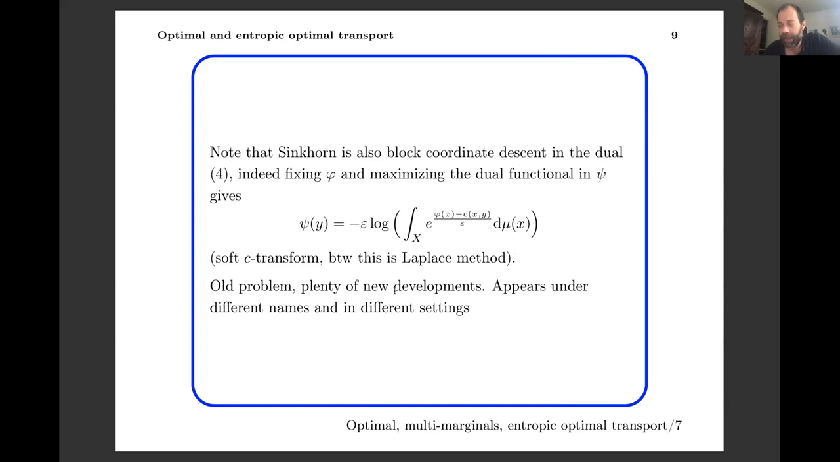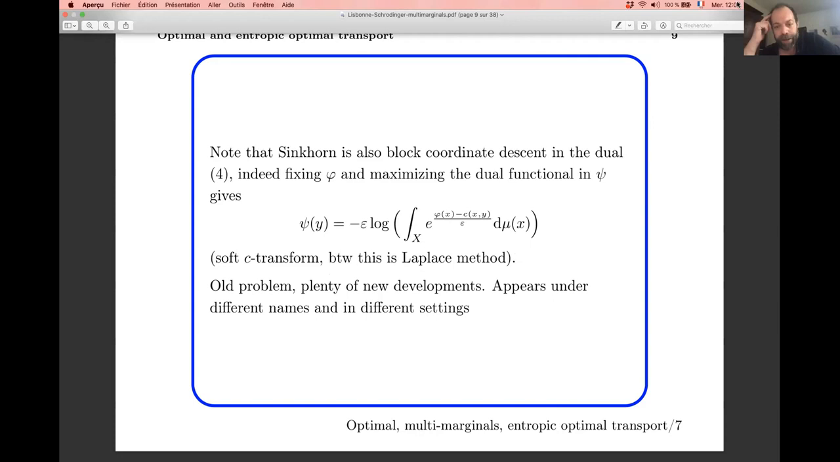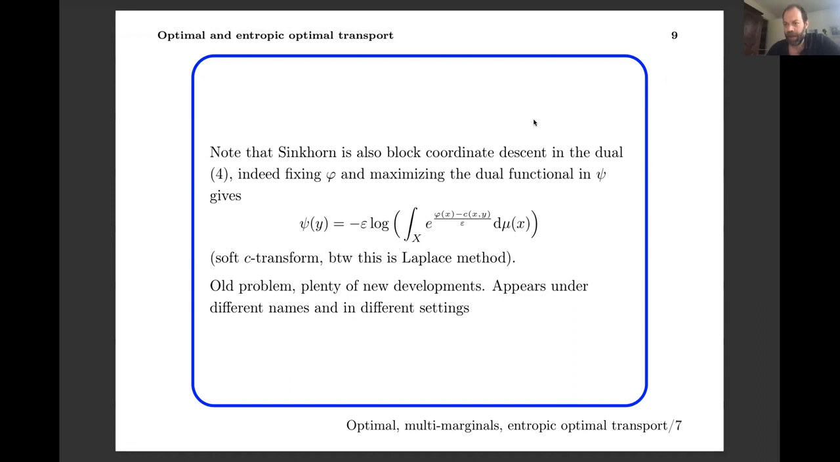And as was mentioned by Gabriel in the previous talk, you can also see Sinkhorn in terms of the potentials psi and phi. If you do this sort of c-transform, instead of looking at A and B, you look at phi and psi. It's the same as block minimization or alternate maximization for the dual problem. So given phi, when you look for the best psi in the dual problem, you exactly have this formula, right? So Sinkhorn is the same as alternate maximization for the dual.